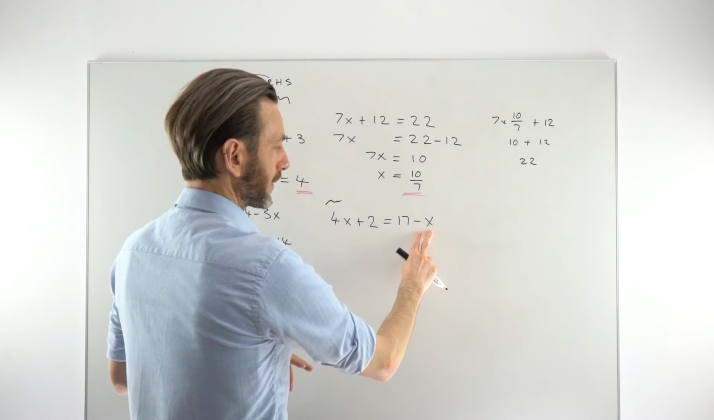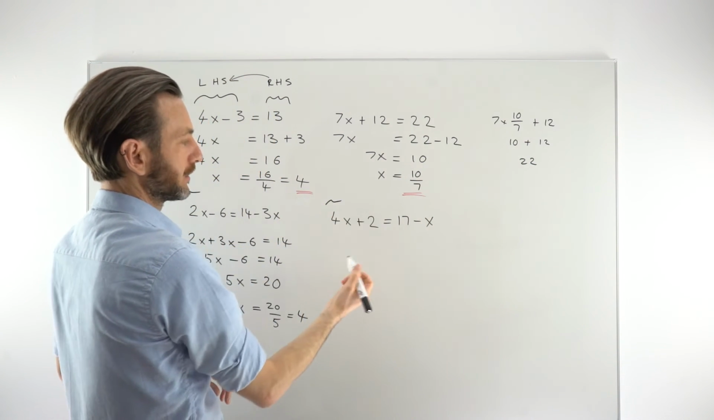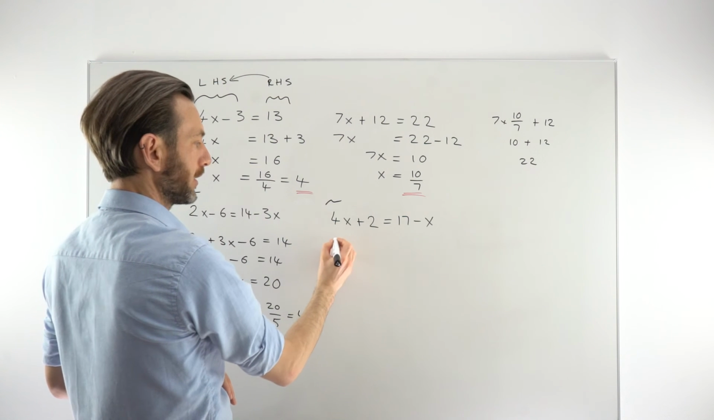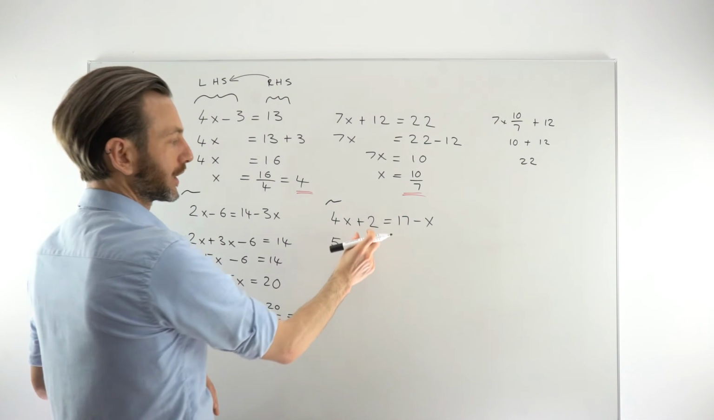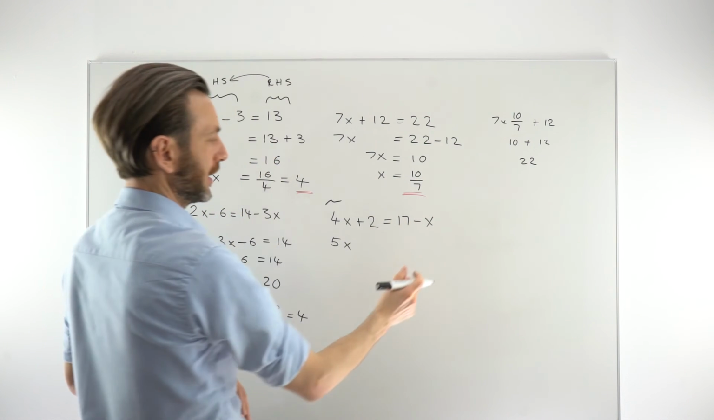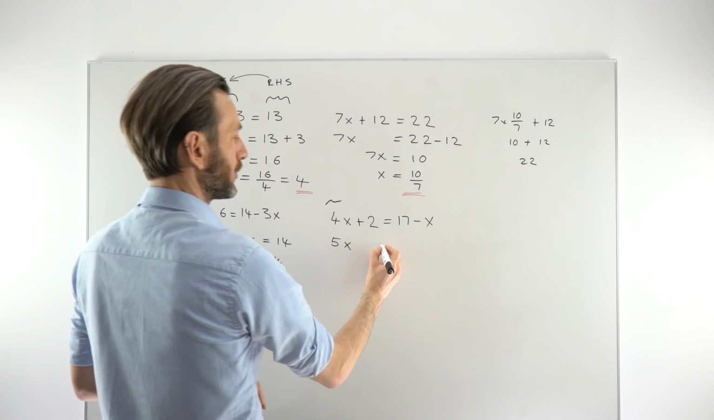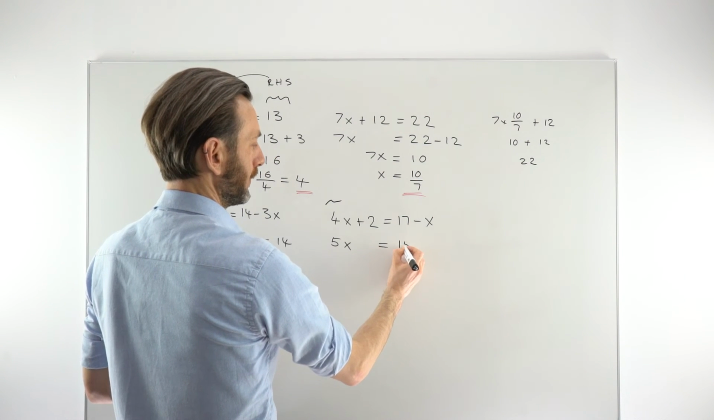So bringing that minus x over to this side, to the left-hand side, would give you a plus x. 4x plus x is 5x. On the same line of working, I'm just going to take the 2 to the other side, but it becomes a minus 2, so it'll be 17 minus 2 to give you 15.